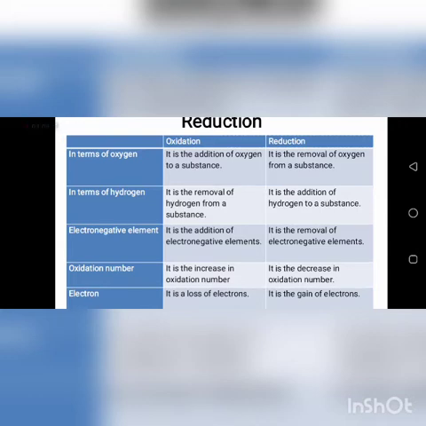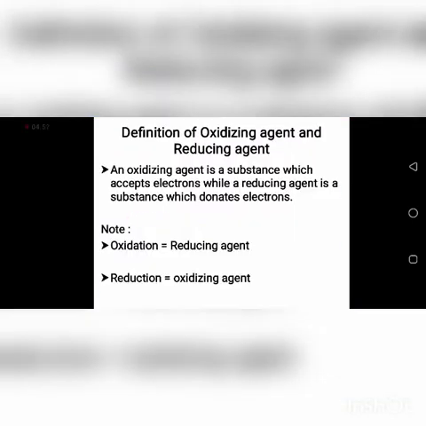And lastly, in terms of electrons, oxidation is defined as a loss of electrons, while reduction is defined as a gain of electrons. You may be asked to define oxidation and reduction in terms of electron transfer. That is referring to the last definition: oxidation is defined as a loss of electrons. Whenever electrons are lost, that particular substance is undergoing oxidation, while reduction is the gain of electrons. So I want to establish that.